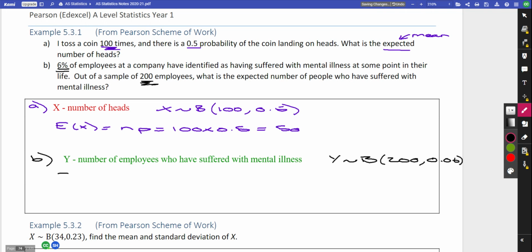So the expected number is the mean, and it is np. n is 200. Don't know why I've got an extra bracket on there. We'll just ignore that. And the probability is 0.06, which gives me 12. Okay.